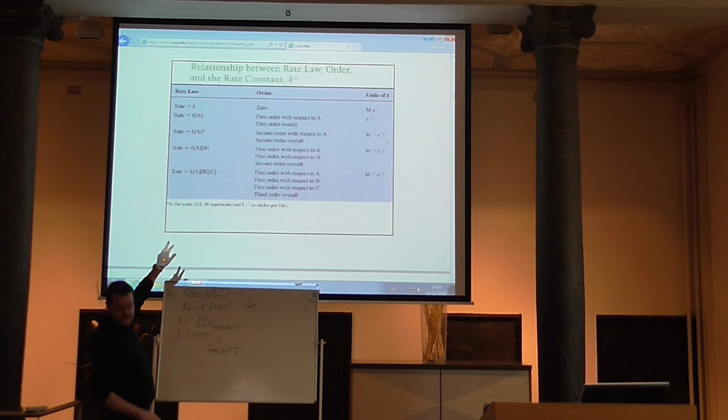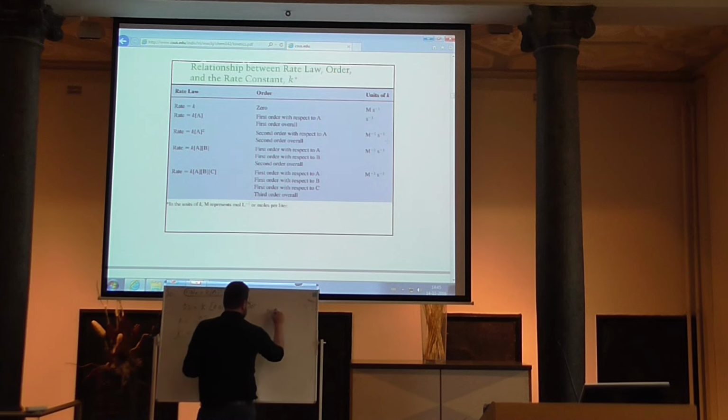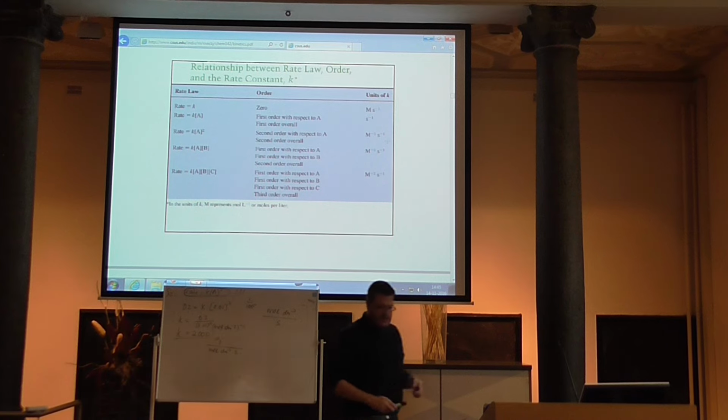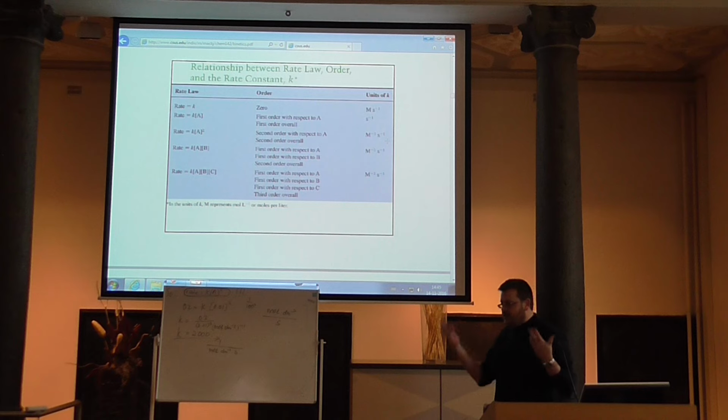First order reaction is just per second, the units of K, the rate constant. And zero order is moles per decimeter cubed per second. The capital M here represents moles per liter, or moles per decimeter cubed. Remember I said earlier, a decimeter cubed is the same as a liter, so you can use that. So those are the units.